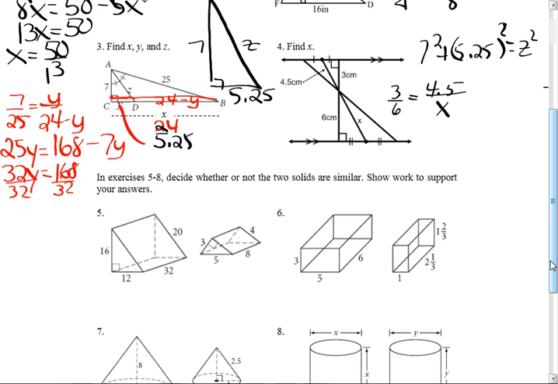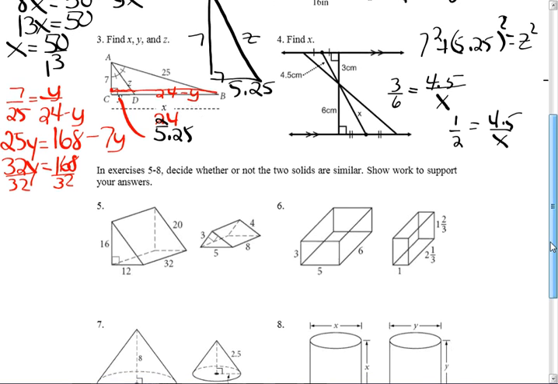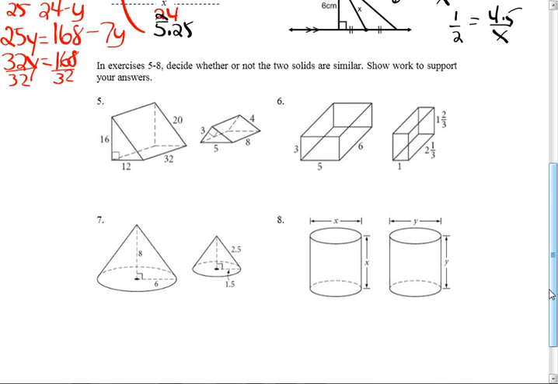Which one now? Next one? I'm assuming you know how to do that. Number 8. And I would reduce that, 1/2 equals 4.5 times x over x. So x is 9.